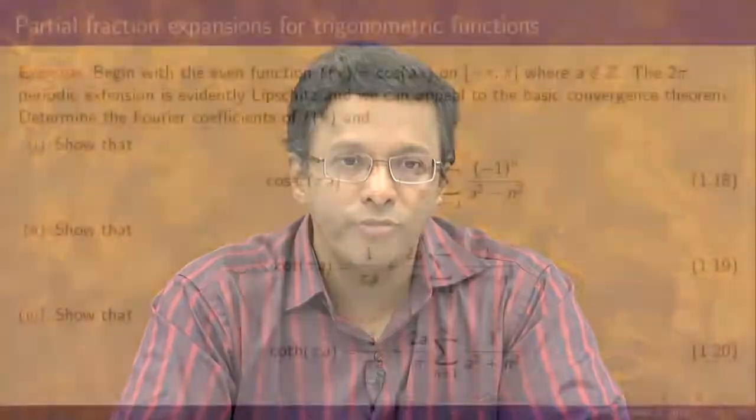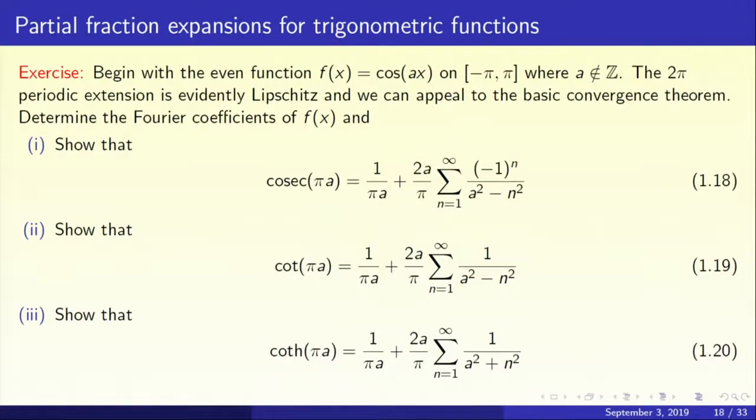So now let's look at the slide. We look at the partial fractions expansions for trigonometric functions. We derive this as an application of the basic convergence theorem. So let us start with the function f of x equal to cos ax on the interval minus pi to pi. Now this function is an even function, meaning f of x equals f of minus x. It takes the same value at minus pi and plus pi.